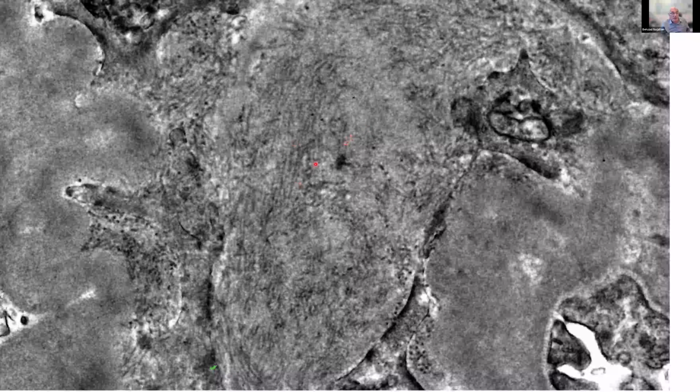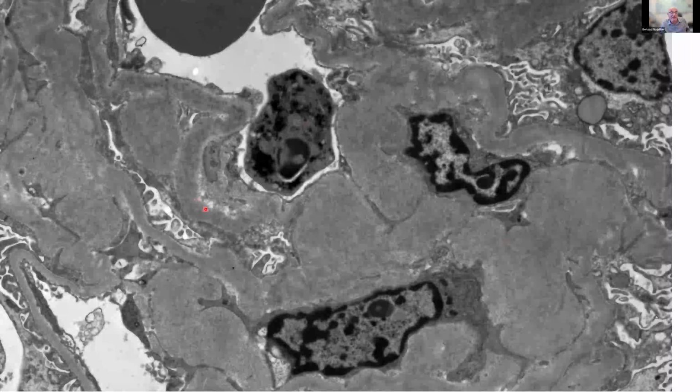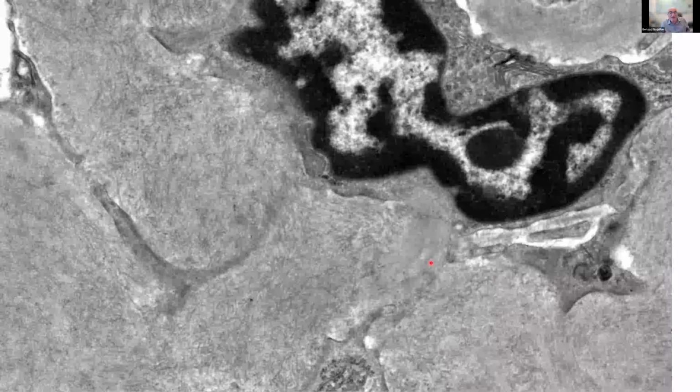Is that widespread? Yes. In other regions, we see the same thing. Here, by the way, we see a neutrophil, and this is a mesangial cell. So in the mesangial matrix, we see all these fibrils that at this magnification are vague, but when you go a little bit higher in magnification, you can see that there are many, many of them, and they are very similar in size and uniform in size.